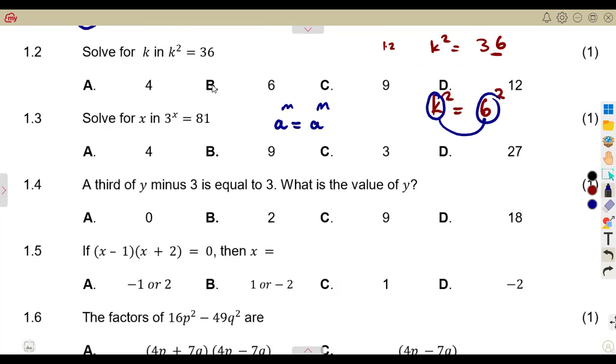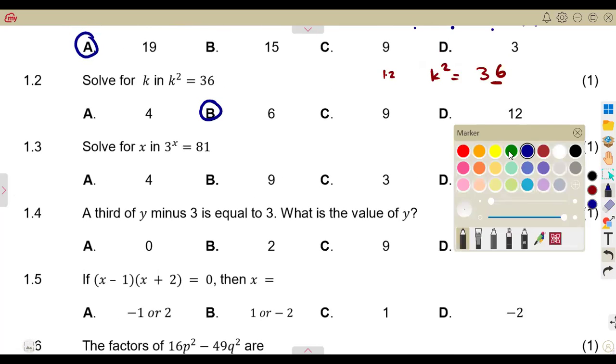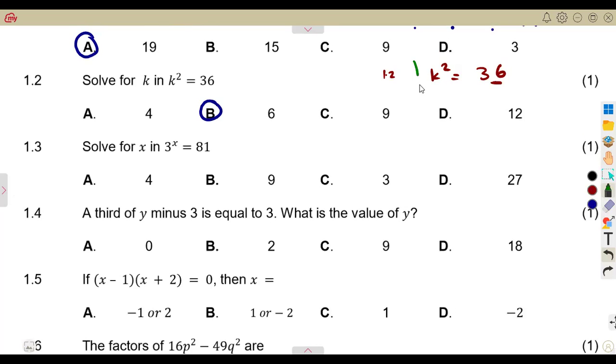So K was supposed to be 6, meaning our answer there was supposed to be B. Or you can use the square root concept. Remember, to remove the square, you can introduce a square root. So K is the square root of 36, which is 6. That's another way that you could have obtained the same answer.